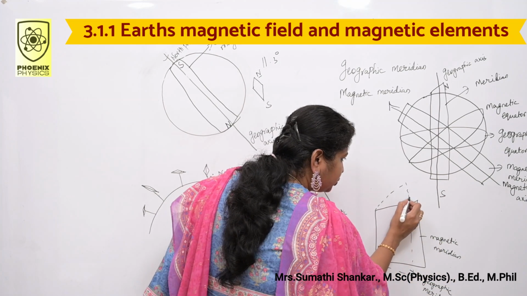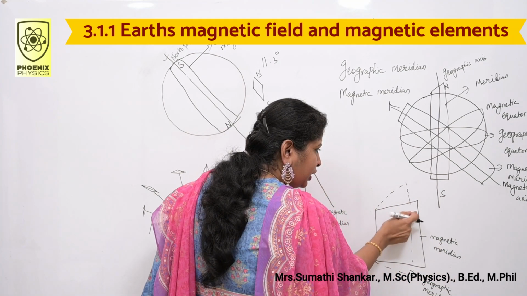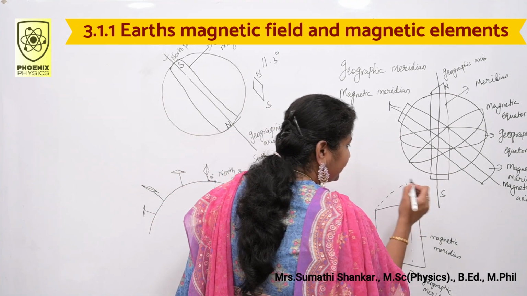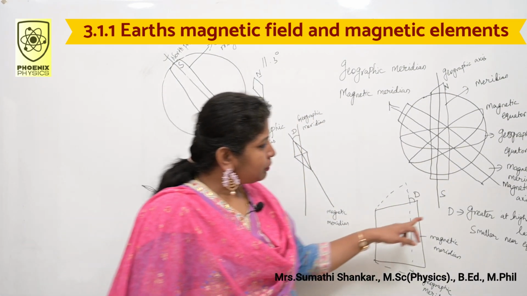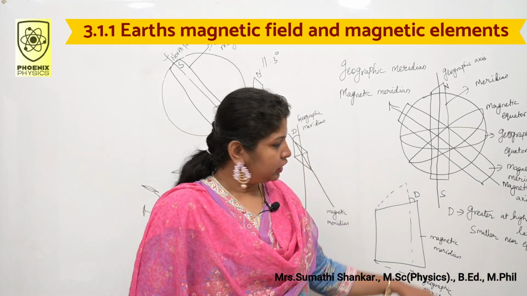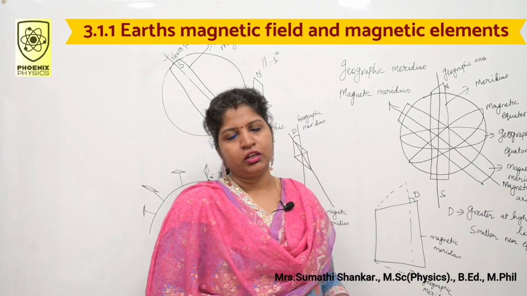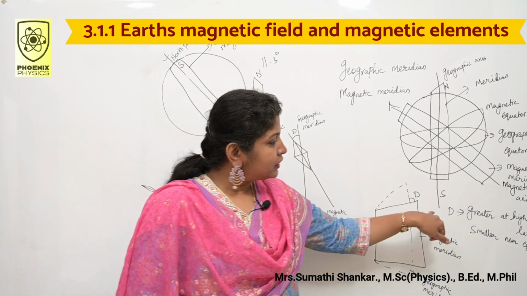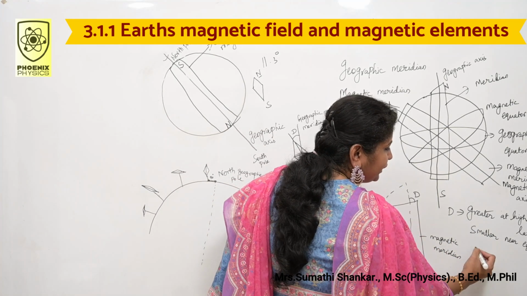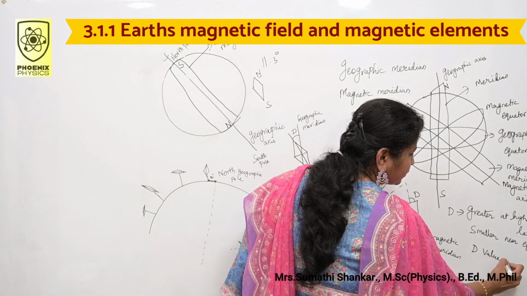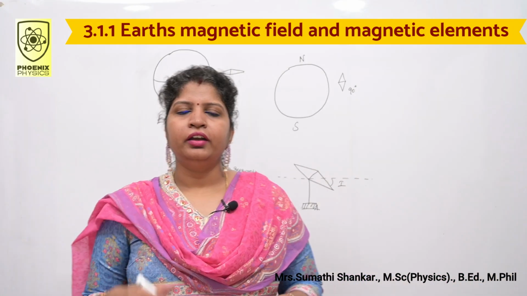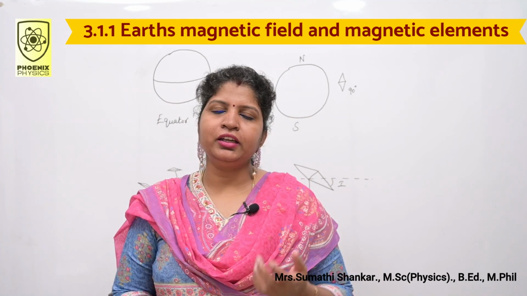The angle between magnetic meridian and geographic meridian is called as magnetic declination D. This magnetic declination is greater at higher latitude, smaller near equator. For India, this D value is very small. Especially for Chennai, D value is -1 degree 8 minutes. Next we are going to discuss magnetic inclination.